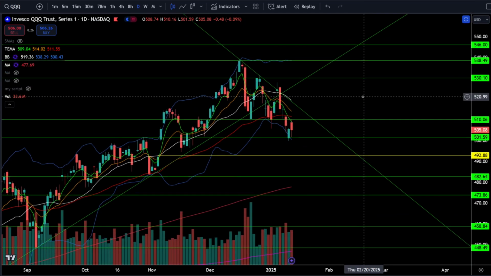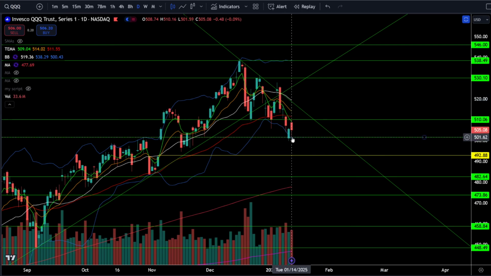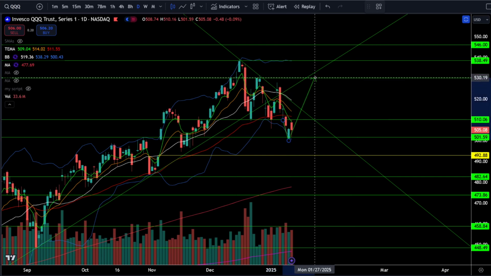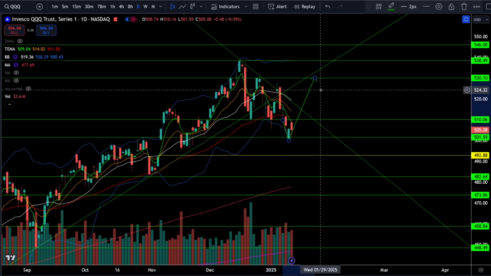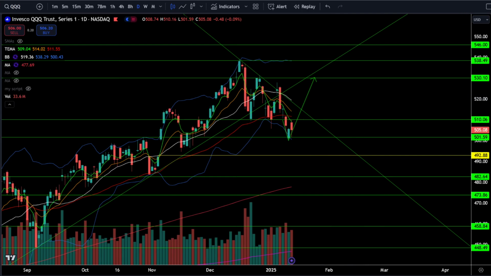On the NASDAQ 100 triple Qs, we had an extremely exciting day of going absolutely nowhere. We're still above 502, and above 502, I do believe there's a good chance that we could be trapping bears before we have a very powerful rally to at least 530. But if we continue a rejection from 510 at the breakdown, I do want you to be aware of a gap fill down here, which is right around 493.